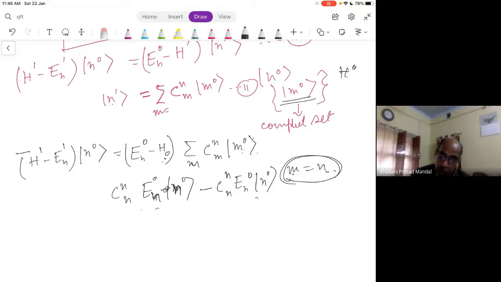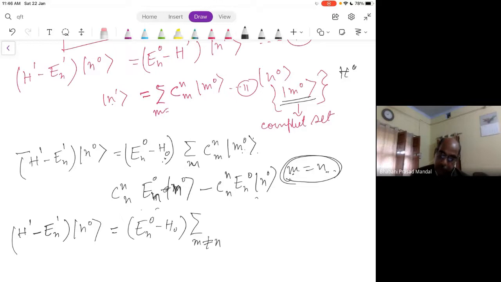So this equation, equation 9 or 10, I can now write as H prime En1 n0 equal to En0 minus H0, sum over m, but this m is not equal to n. See, this point is very important. The m equal to n contribution is 0, so I'm just dropping that contribution from here, because 0 is a very dangerous thing: when you divide by 0, it leads to a lot of wrong results.